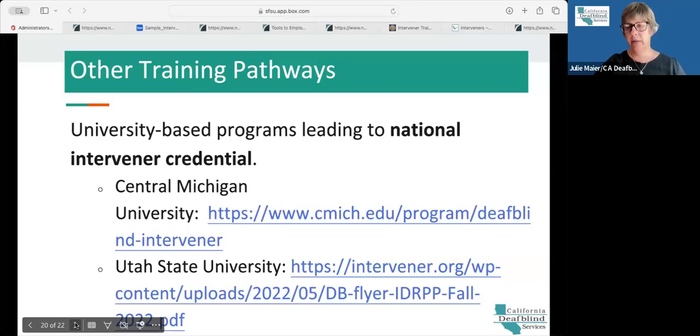Additionally, there are other training pathways. I did want you to be aware. If you're working with someone who's interested in a national intervener credential, that's offered through Central Michigan University and Utah State. They are more comprehensive programs. They include more classes. There's a fieldwork component. There's an electronic portfolio component, and it's more costly because of that. But if you have someone who's looking to have a credential that would allow them to be an intervener in any state in the United States, this might be a pathway that they would want to follow.